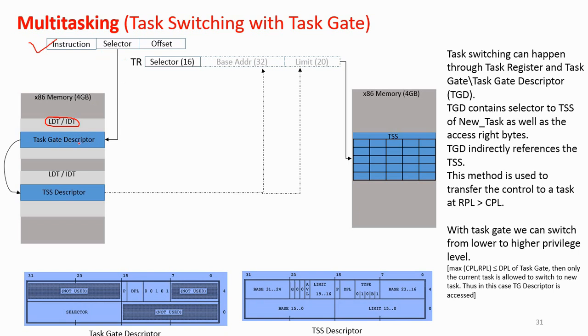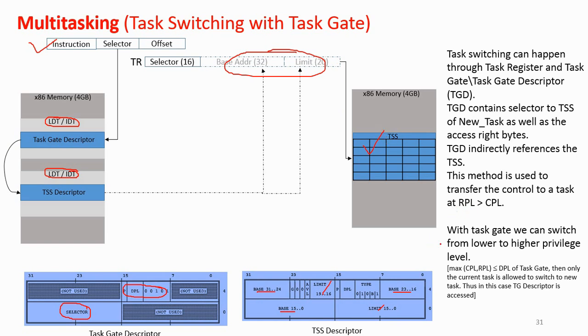So here the selector field will select the task gate descriptor. The task gate descriptor also has a selector field and the access rights byte. The access rights byte will be checked, and after successful checking, the selector field inside the task gate descriptor will select the TSS descriptor from the LDT or IDT. Once the TSS descriptor is located, the fields inside the TSS descriptor, that is the base field and limit field, will be copied into the invisible portion of the task register, and from that the TSS will get located.